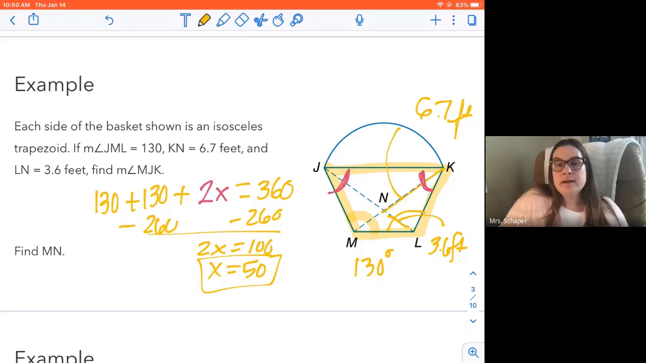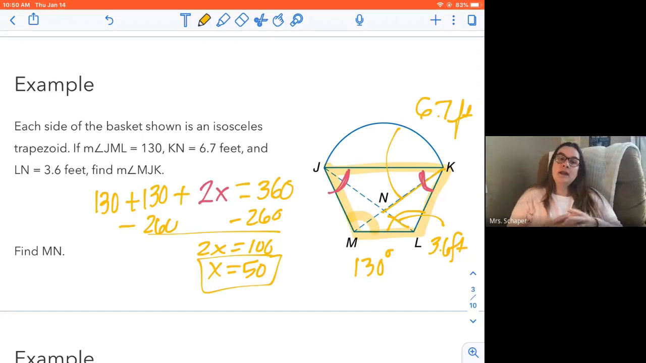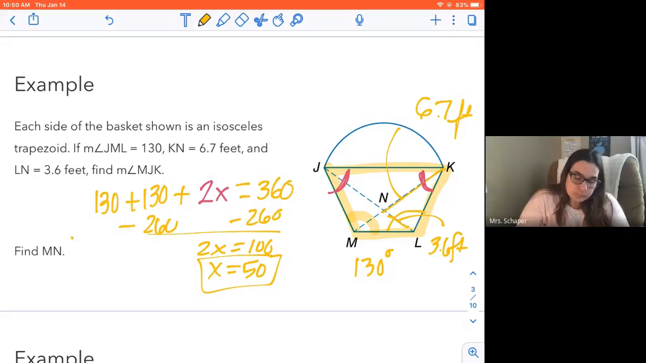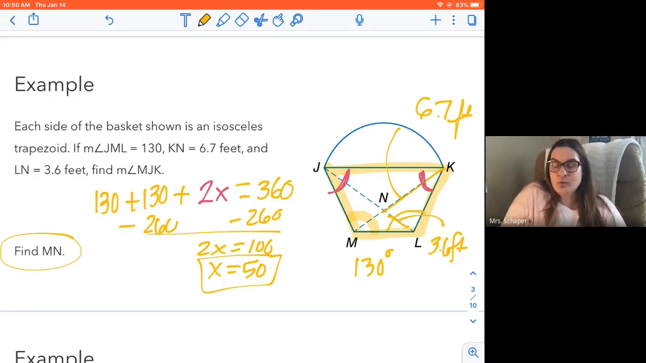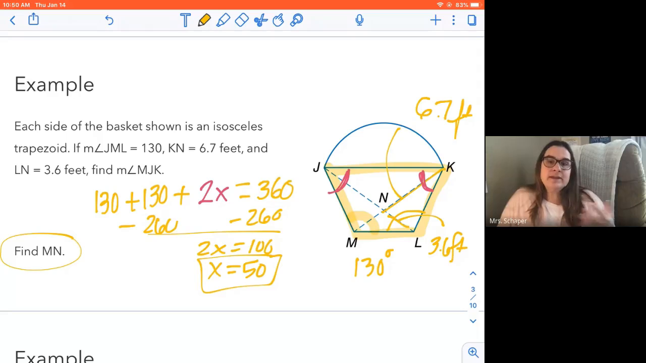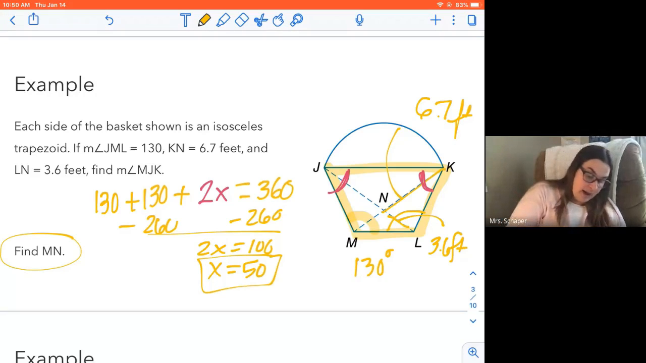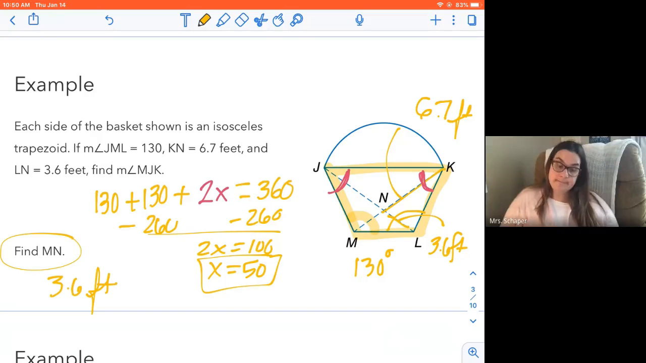All right. Now we need to find the measurement of MN. So in this trapezoid, the diagonals are congruent. Therefore, their endpoints are equidistant from where they meet. Their intersection point isn't the midpoint, but we can say that LN and MN are the same. So MN is going to be 3.6 feet. Okay.